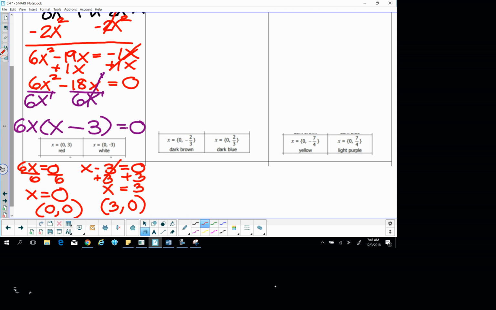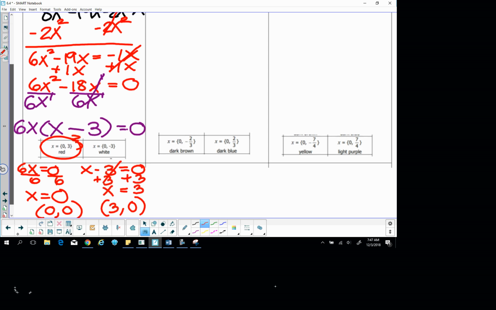So which color says my x-intercepts are 0 and 3? And see, it's written with this little bracket thing, which means those are your 2 x-intercepts. So right here would be my answer. It's multiple choice. And so I would know when I go to my coloring sheet, all the 10s I would color red. So when you get to that next sheet, you would go to the coloring sheet, and all the number 10s you would color red.